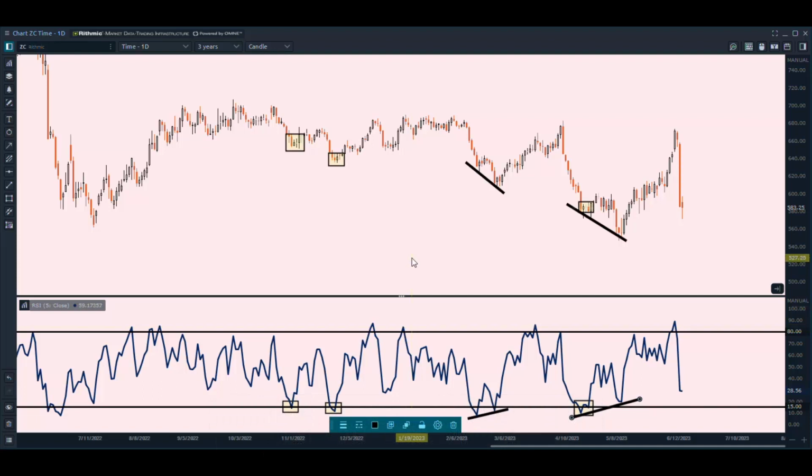So hopefully this video was helpful in understanding how to use the RSI for reversals and how to optimize the RSI, and make sure to look for more videos coming in the future.